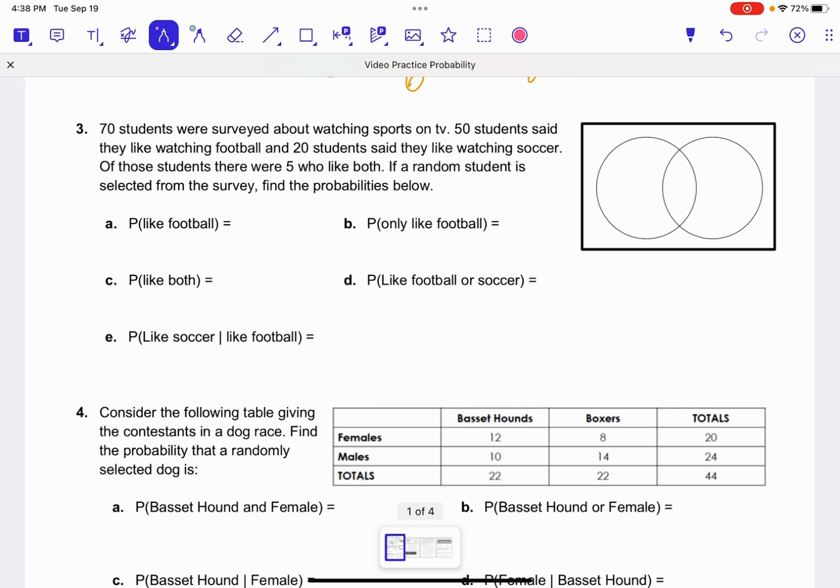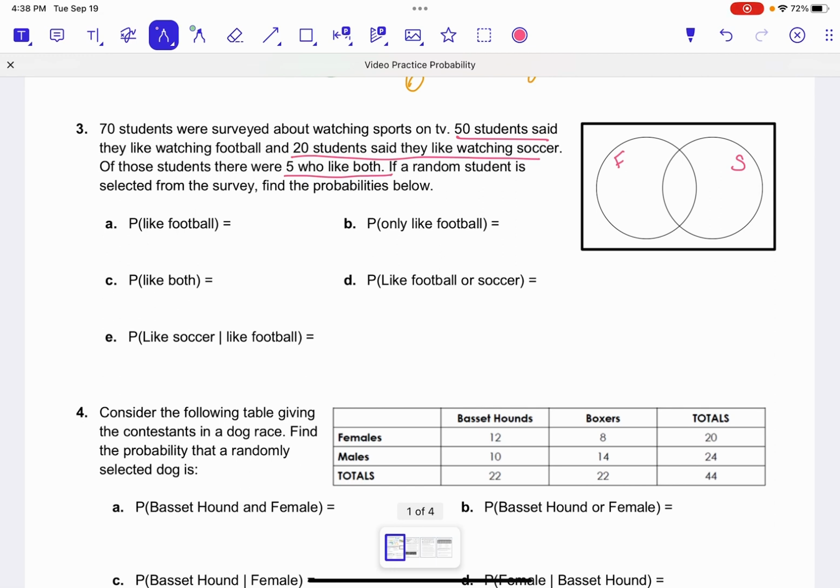50 said they liked watching football. So one of our circles is going to be football, and the other circle is going to be for soccer. So we have 50 students who said they like watching football, 20 students who said they liked watching soccer, and 5 who said they liked both.